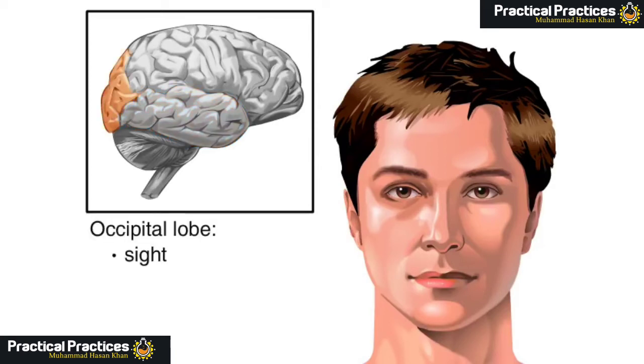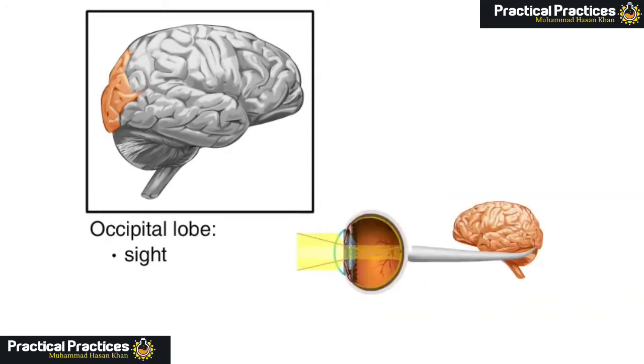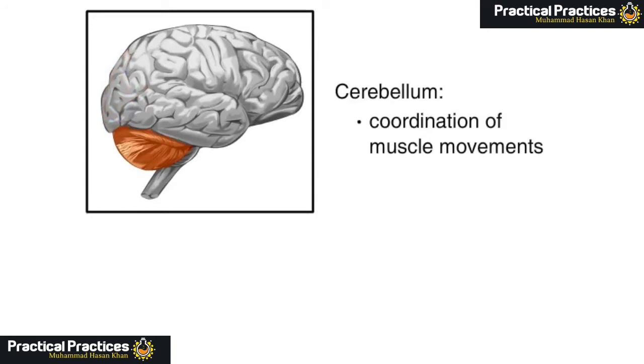The occipital lobe is located at the back of the head, behind the parietal and temporal lobes. The occipital lobe analyzes visual information from the retina and then processes that information. If the occipital lobe becomes damaged, a person could become blind, even if his or her eyes continue to function normally. The cerebellum is located at the back of the head, underneath the occipital and temporal lobes.